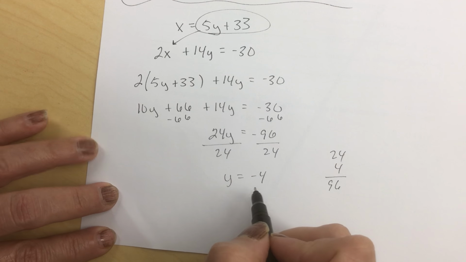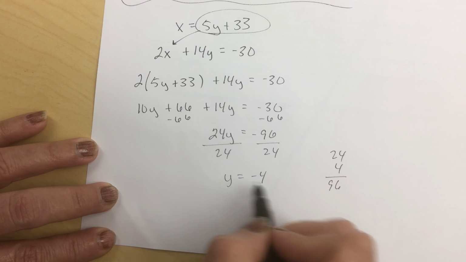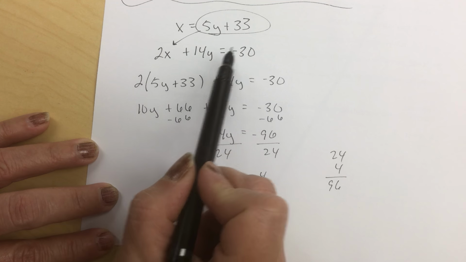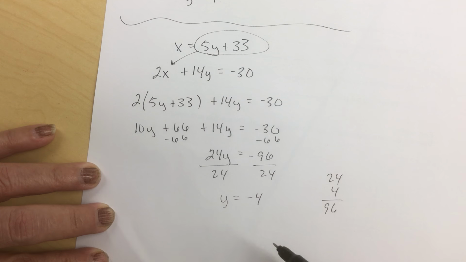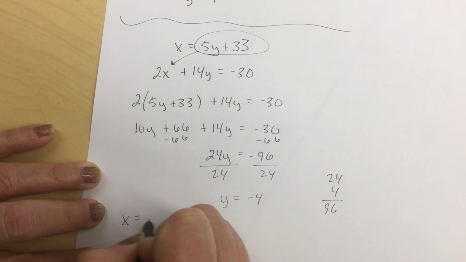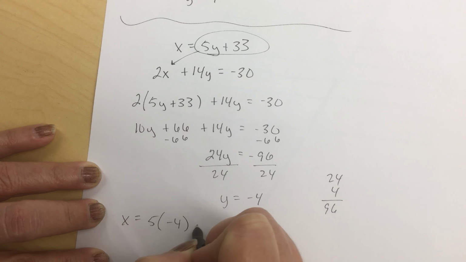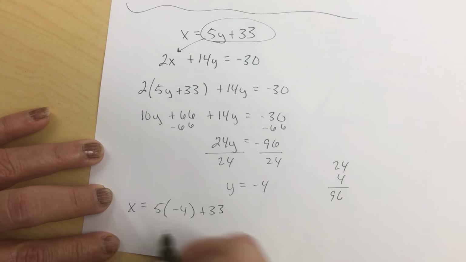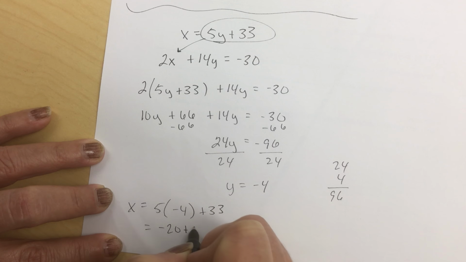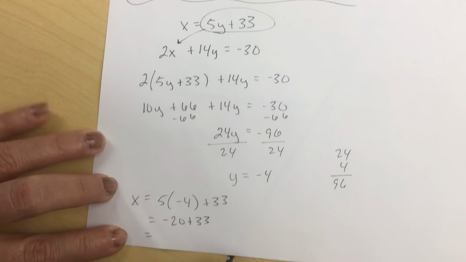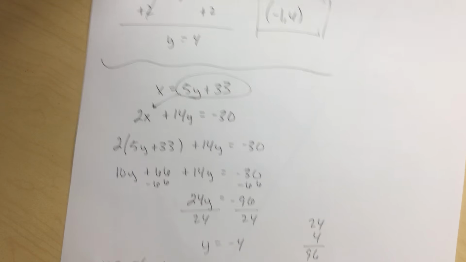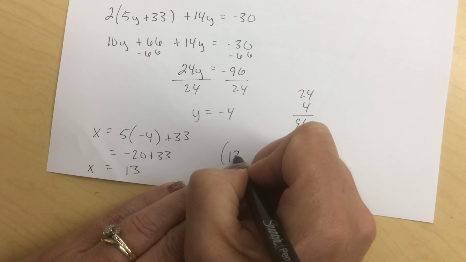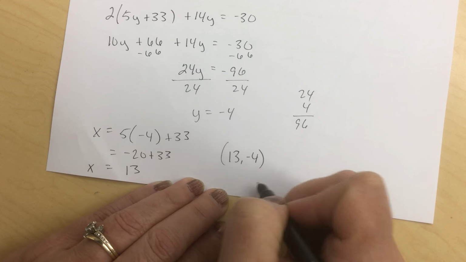Once you have that y is equal to negative 4, or whatever you get for your first step, you're going to plug it back up into your original equation where you had one letter alone. So when you do substitution, it's very easy to get the second number. So x is equal to 5 times negative 4 plus 33. So x is equal to negative 20 plus 33. So that would be 13. So x equals 13. And so my answer is the ordered pair 13, negative 4.